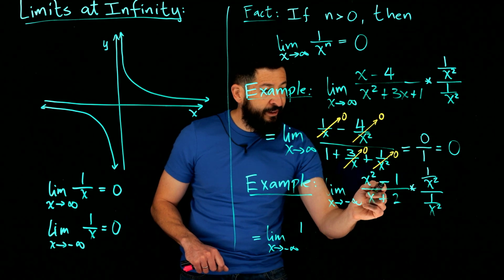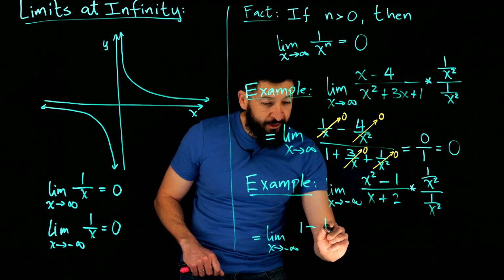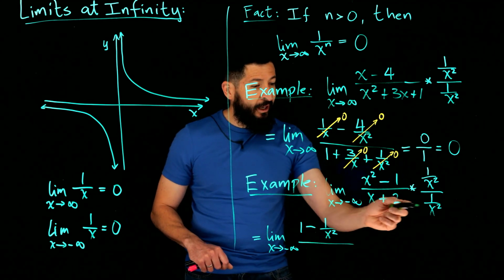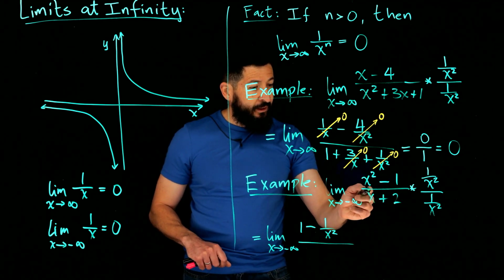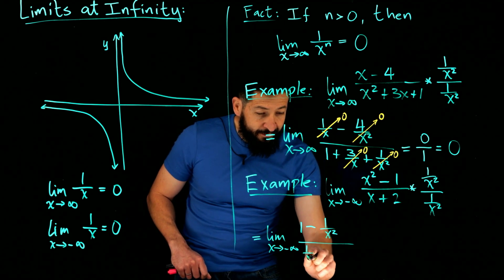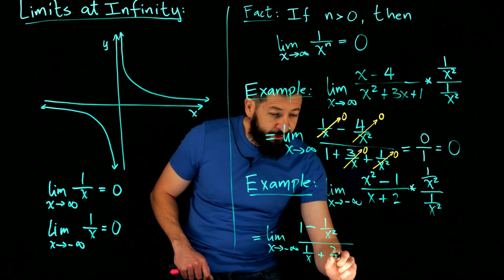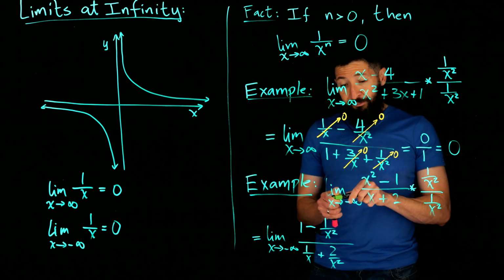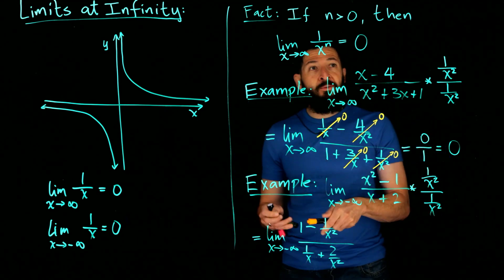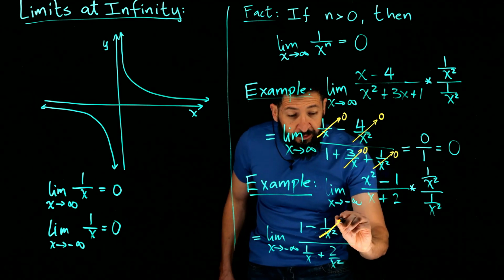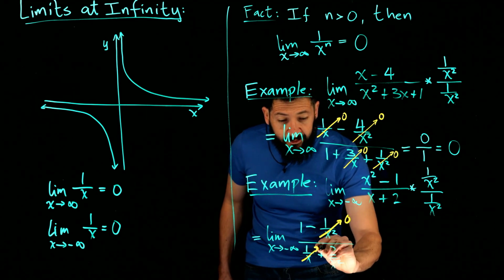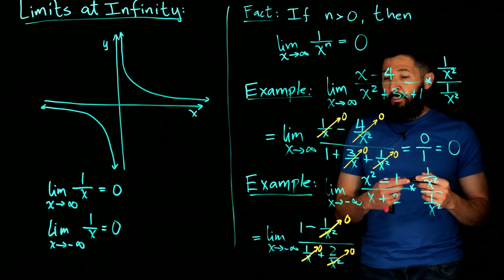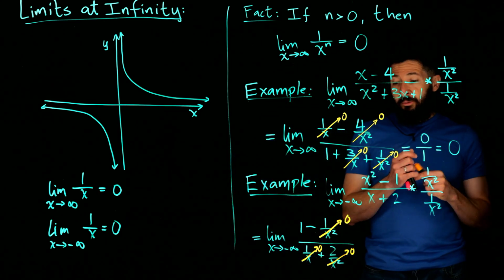And here I'm going to have minus 1 over x squared. And here I'm going to have 1 over x. And here I'm going to have 2 over x squared. Now, let's see what all goes to 0. Again, I put it in the form that I needed. So this goes to 0. This goes to 0. And this goes to 0. And you notice that the whole denominator goes down to 0.